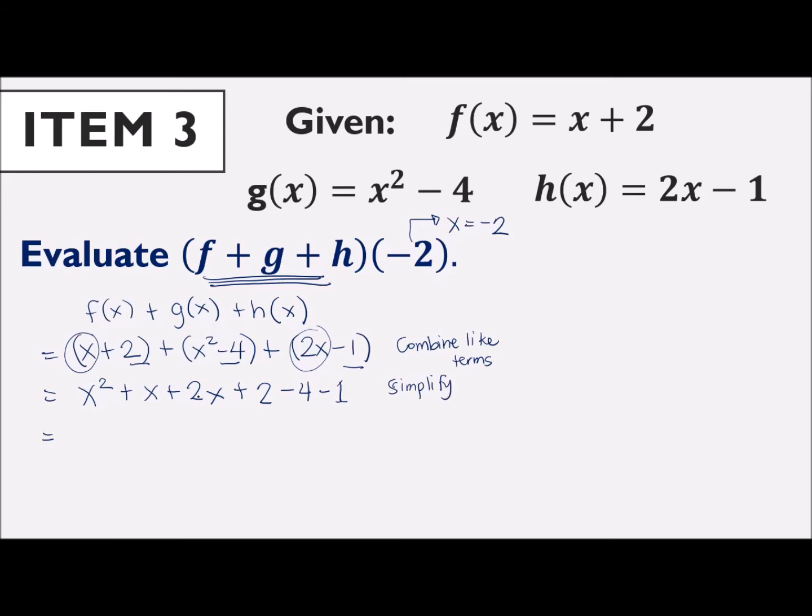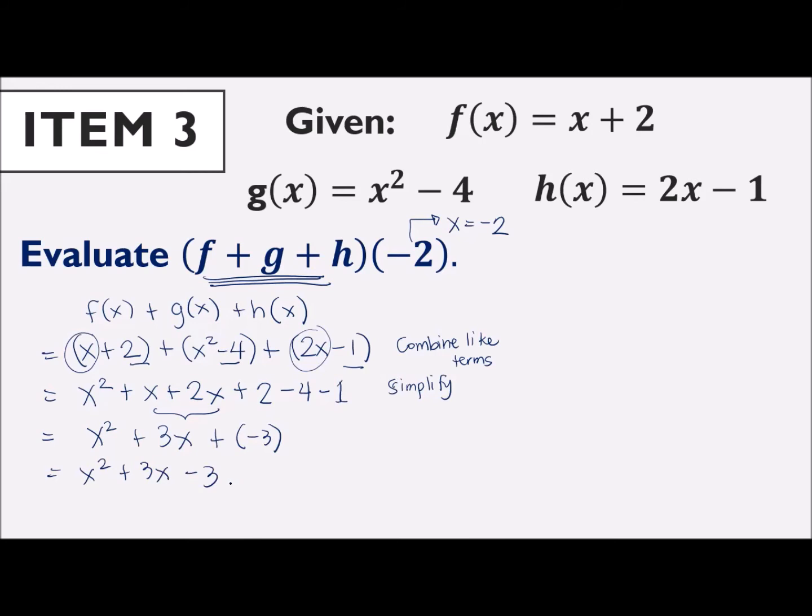Okay, and then simplify. So, si x squared, walang kaparehas. So, bring down mo lang. Tapos, ito namang x plus 2x, which is 3x. And then, 2 minus 4, the answer there is negative 2. Negative 2 minus 1, the answer there is negative 3. Okay, or in short, this one is x squared plus 3x minus 3. Okay, I hope that's clear.